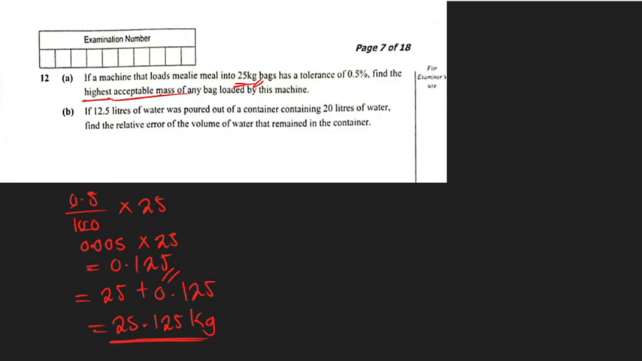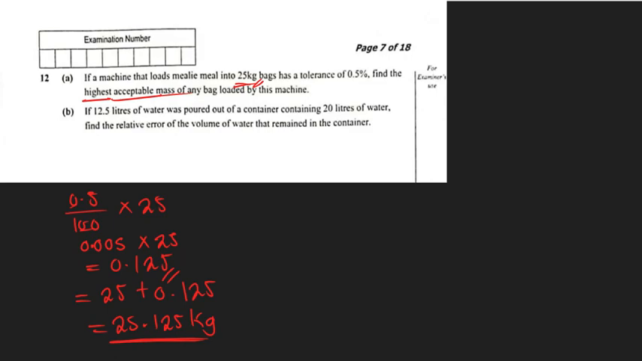How about if they said your lowest acceptable mass? What were you going to do? Subtract. So it would have been 25 minus 0.125. Okay. So this is how you do this particular question.